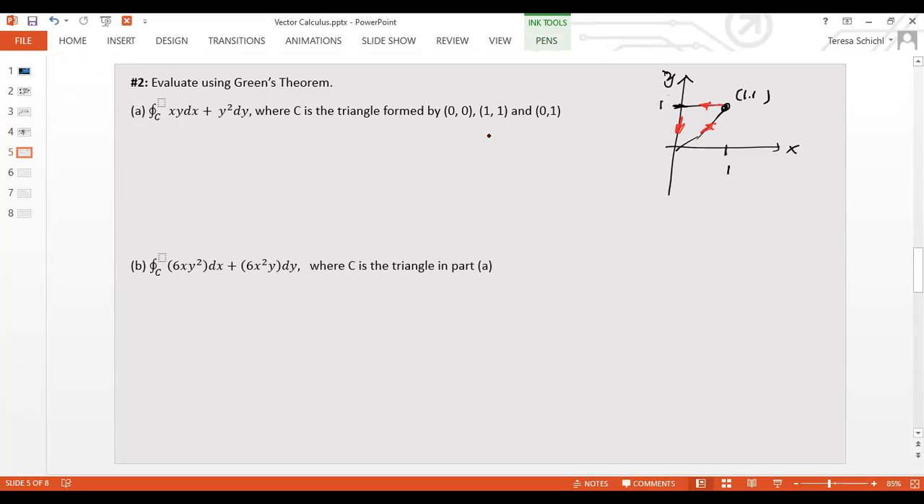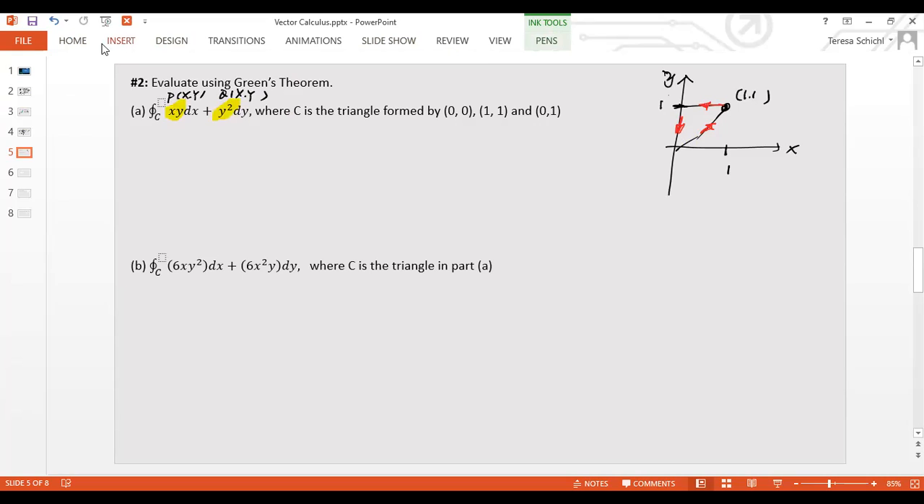If you parameterize, you need to parameterize the 3 line segments, this one, that one. Now let's take a look at how easily we can get this done. So this is my P(x,y), and this is my Q(x,y). Let's mark it.